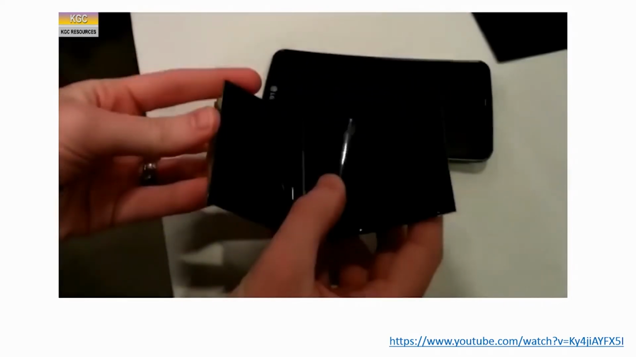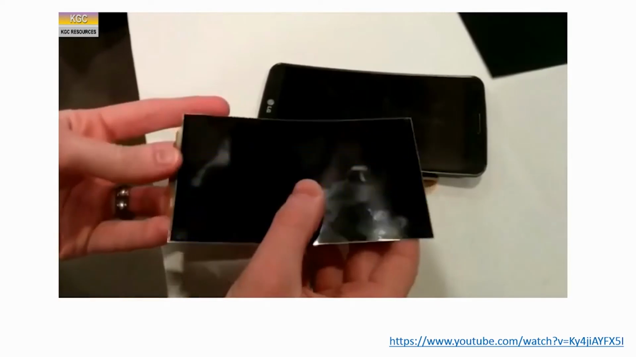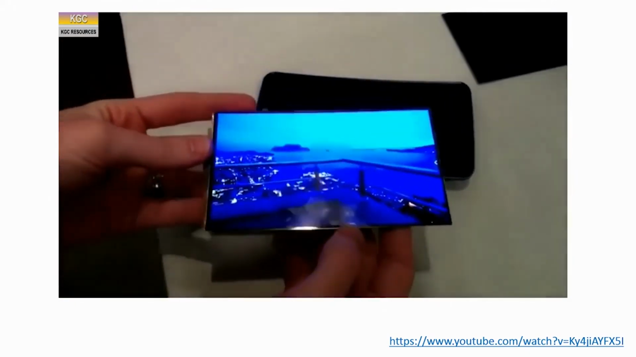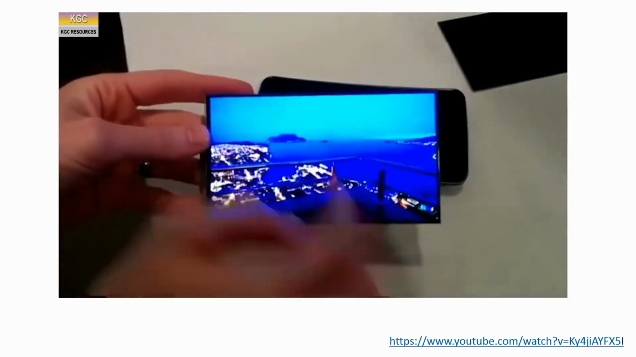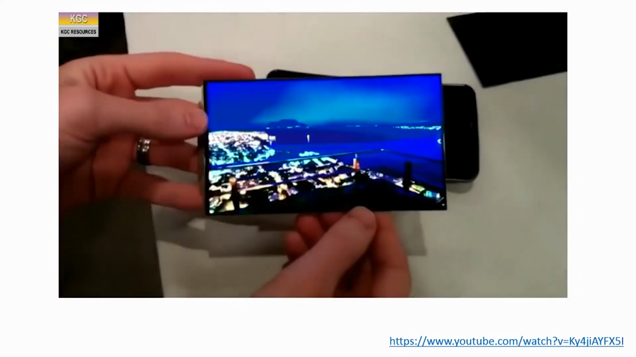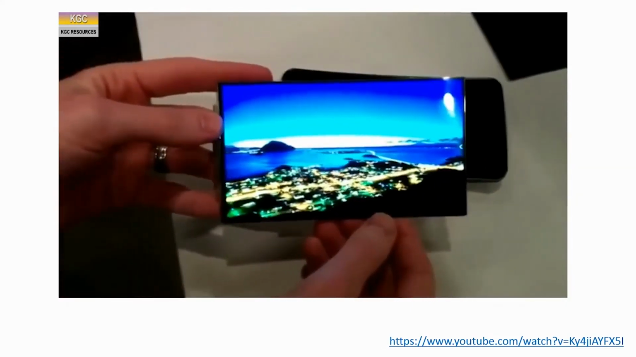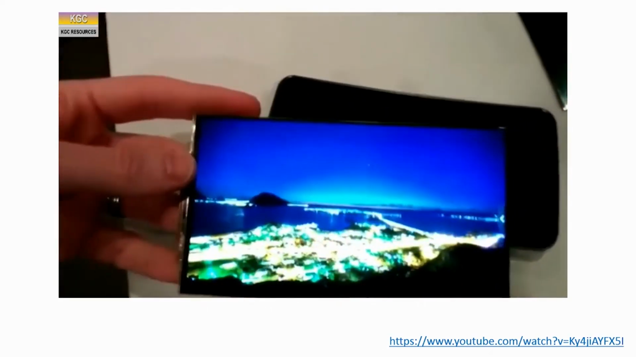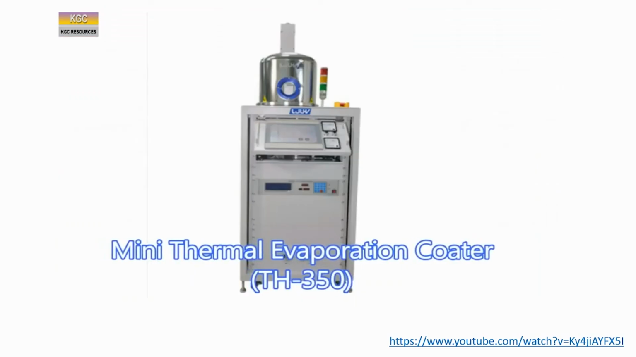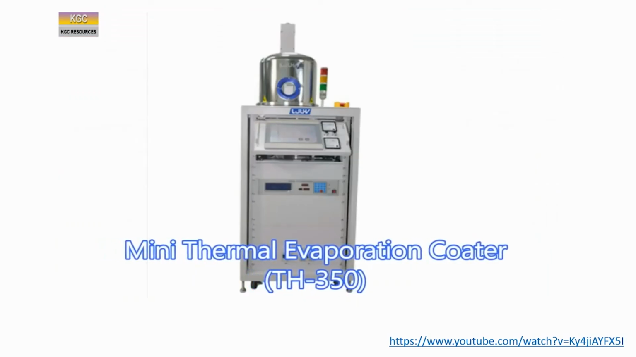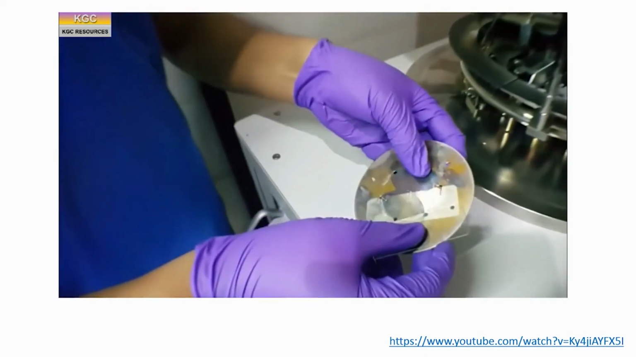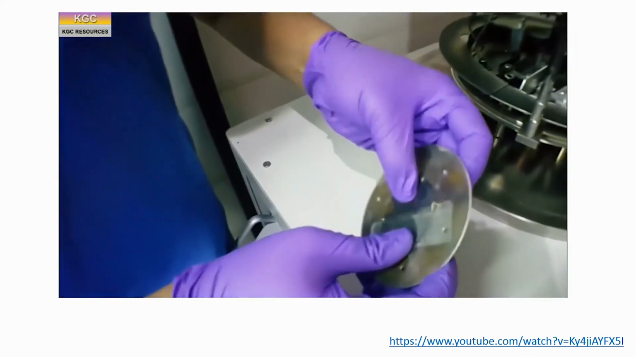OLED manufacturing can be classified into two categories, which are dry and wet. The dry manufacturing method refers to the conversion of raw organic material from solid powder form into gas phase. This method is called the thermal evaporation technique, which is also used in manufacturing mirrors. The next video shows using the mini thermal evaporator coater TH350.